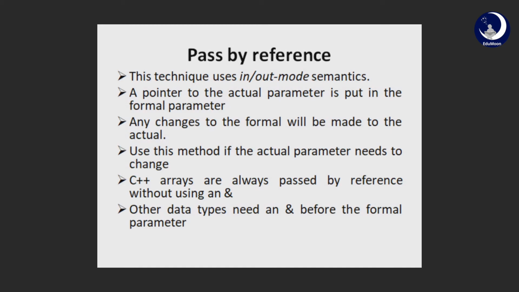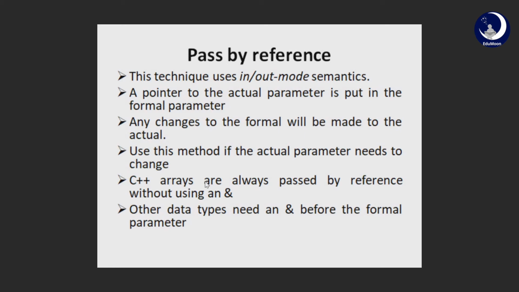But by using pass by reference, the changes made in the body of the function will be reflected in the variables of the main function. This technique uses in or out mode semantics. A pointer to the actual parameters is put in the formal parameter. Any changes made to the formal parameter will reflect in the actual parameter. Use this method if the actual parameters need to be changed.